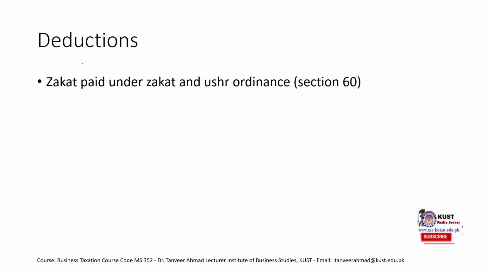So there are different expenses that the income tax law allows us to minus from our gross income before calculating our taxable income. So what we mean to say is that these deductions are the expenses that we are allowed to deduct from our gross income. So for example, zakat paid under the Zakat and Ushr Ordinance is a deductible allowance. It's covered under section 60.